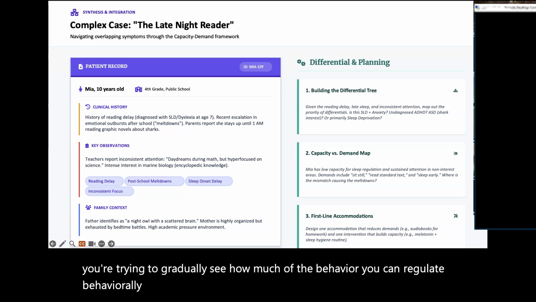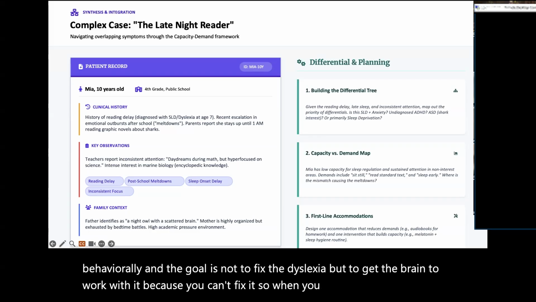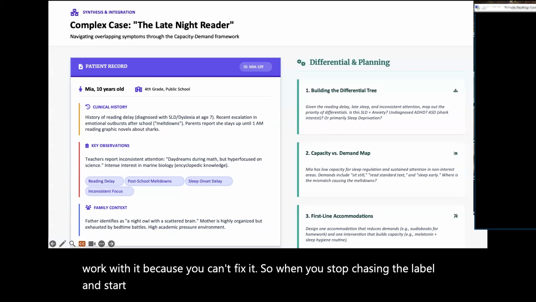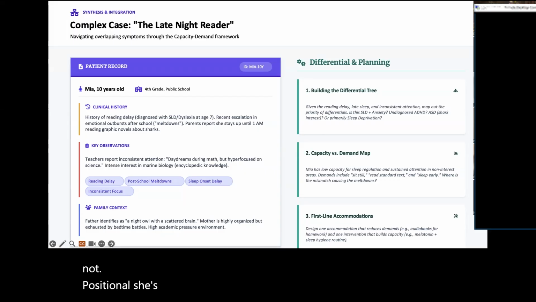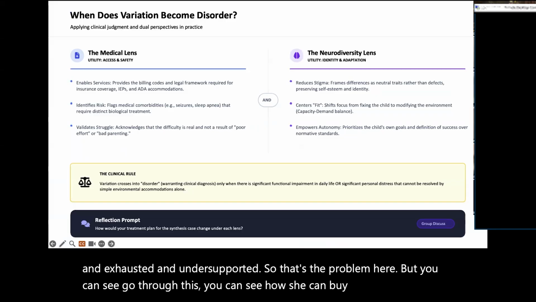And the goal is not to fix the dyslexia, but to get the brain to work with it, because you can't fix it. So when you stop chasing the label and start mapping the capacity versus demand, the case gets clearer. She's not oppositional. She's not unmotivated. She's not inattentive. She's overloaded and exhausted and undersupported. So that's the problem here. But you can see, go through this, you can see how she can buy herself a bunch of unnecessary diagnoses.